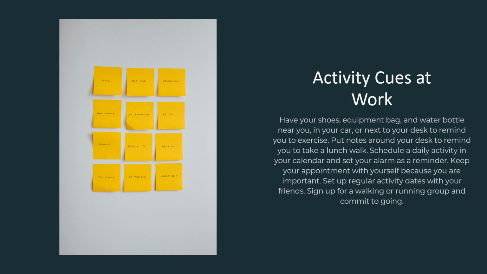Activity cues at work. Have your shoes, equipment bag, and water bottle near you, in your car, or next to your desk to remind you to exercise. Put notes around your desk to remind you to take a lunch walk. Schedule a daily activity in your calendar and set your alarm as a reminder.